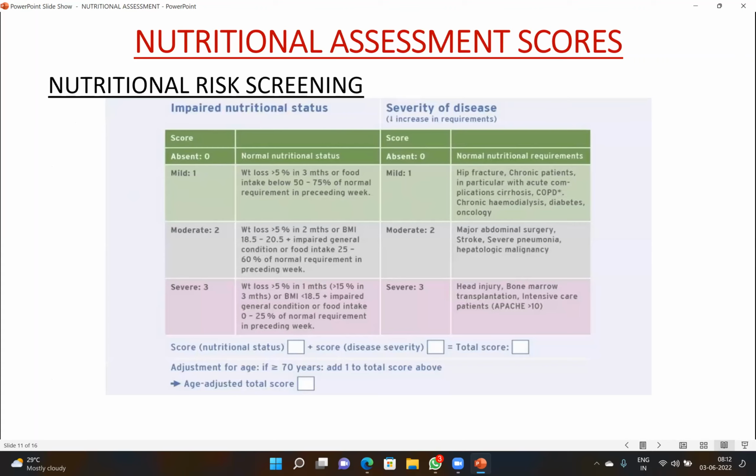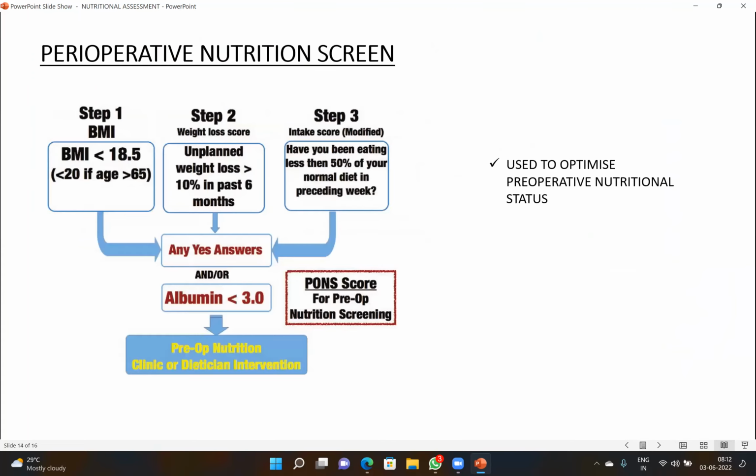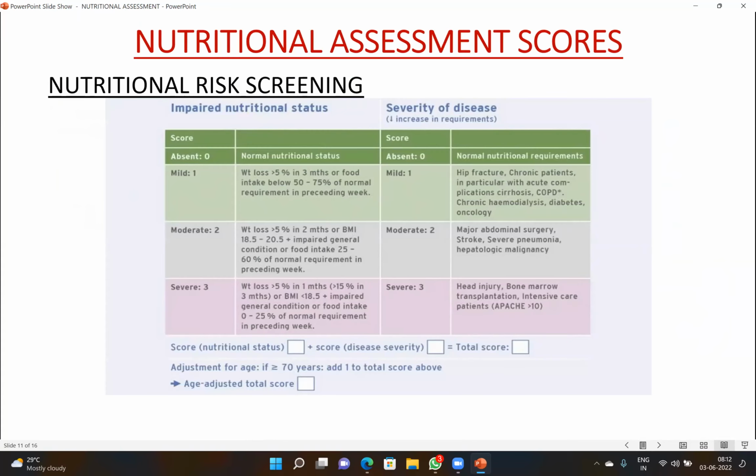Nutritional assessment scores. There are 4 to 5 screening scores to assess nutrition, like nutritional risk screening, Nutric score, the MUST tool, and the Perioperative nutrition screen. Nutritional risk screening. In this, we measure the impaired nutritional status and the severity of the disease. If the patient is normal nutritional status, then we score it 0.